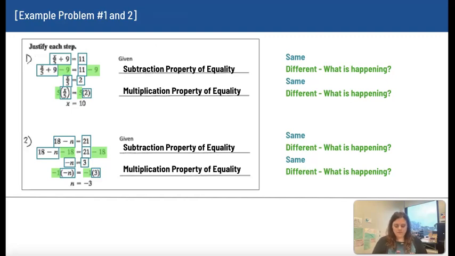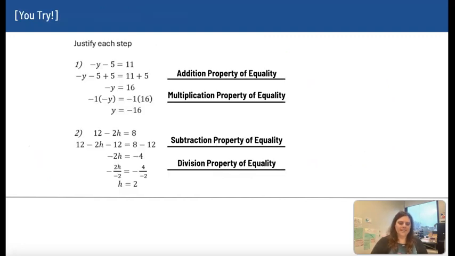You have two problems for you to try. I want you to pause the video now, try those two problems, and I'll show you the answers when you come back and press play. All right. So the answers, because I forgot to make them be gone and then appear, here are the answers. In the first one, you use the addition and multiplication properties of equality. And in the second one, you use the subtraction and division properties of equality.